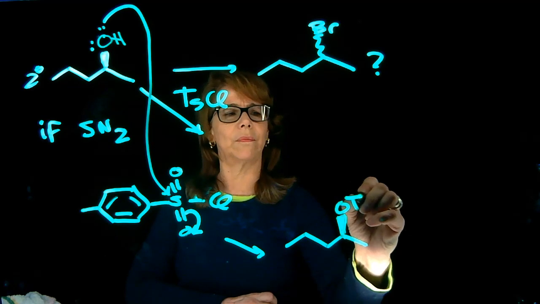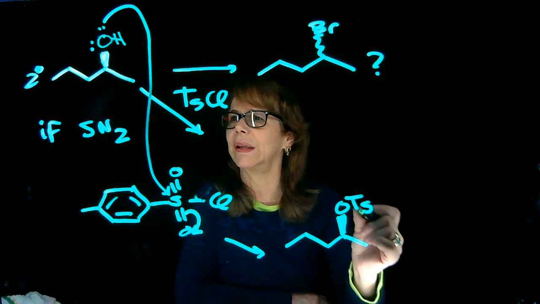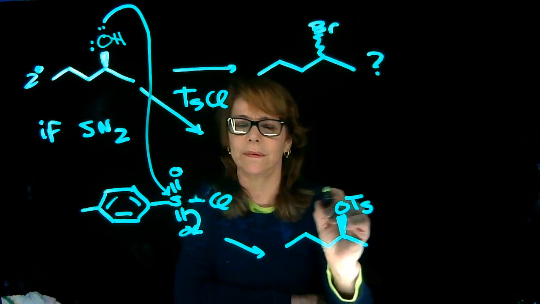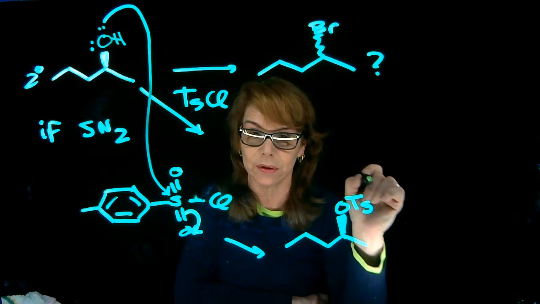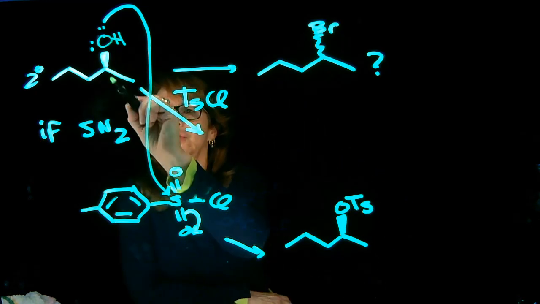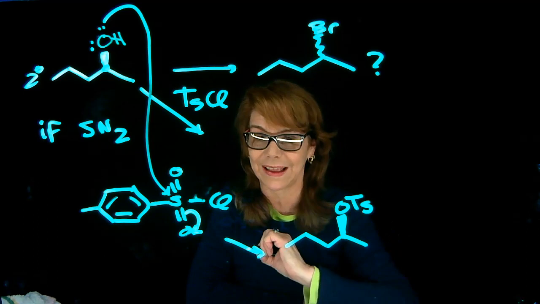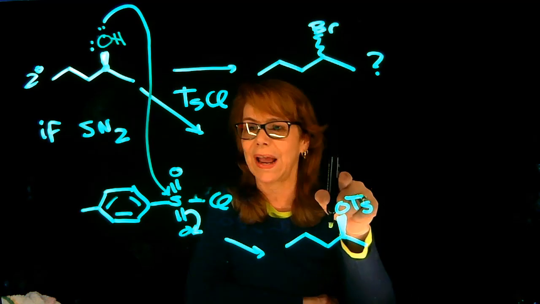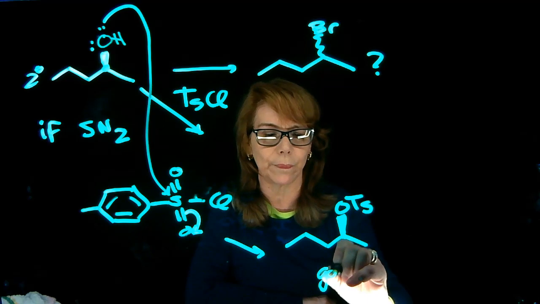Notice that here I'm writing OTs. And so what we are doing is substituting the H by that group, which is now a very good leaving group. Another thing that I want you to notice is that since the reaction did not touch the chiral center, the configuration here stays the same. So we react with the oxygen. Now I have a good leaving group.